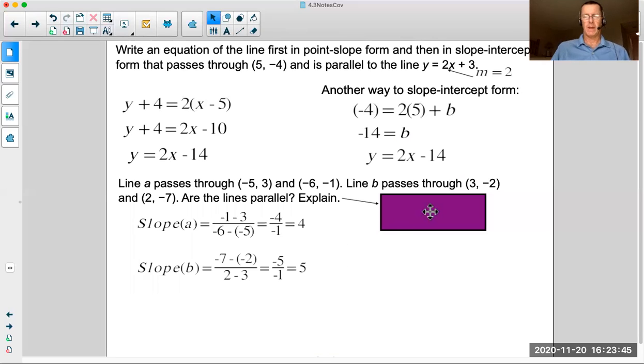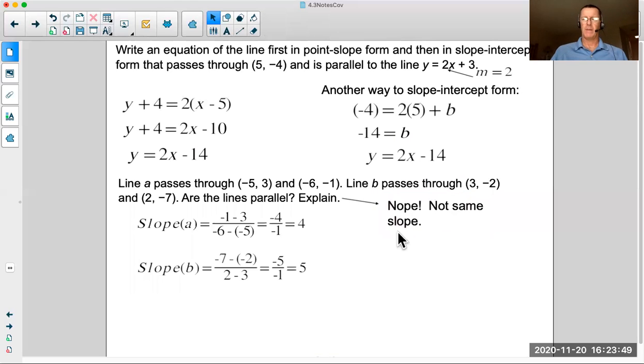So what do you think? Are they parallel? No, they have different slopes. How could they be, right? They're going to eventually hit each other. Okay.